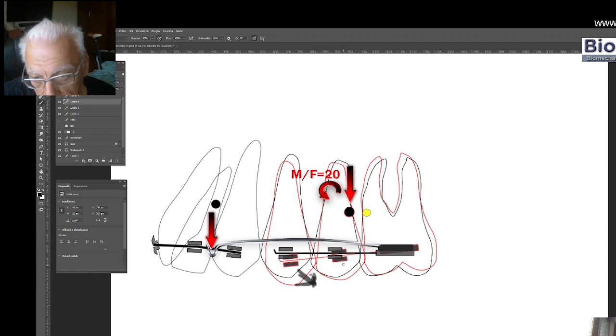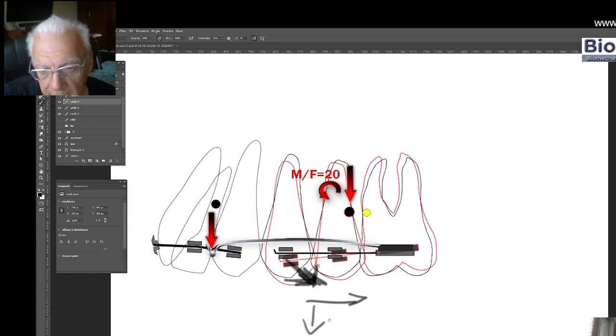So actually our problem when we have this kind of mechanics, if a problem exists, of keeping the anchorage is the extrusion of the first premolar and this movement, which is, let's say, at 45 degrees in this direction, distal and vertical. Okay, so we have these two components.